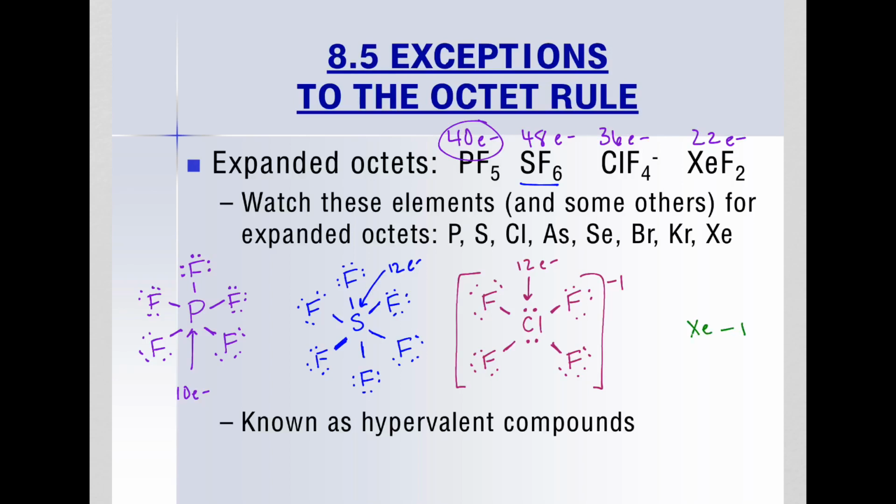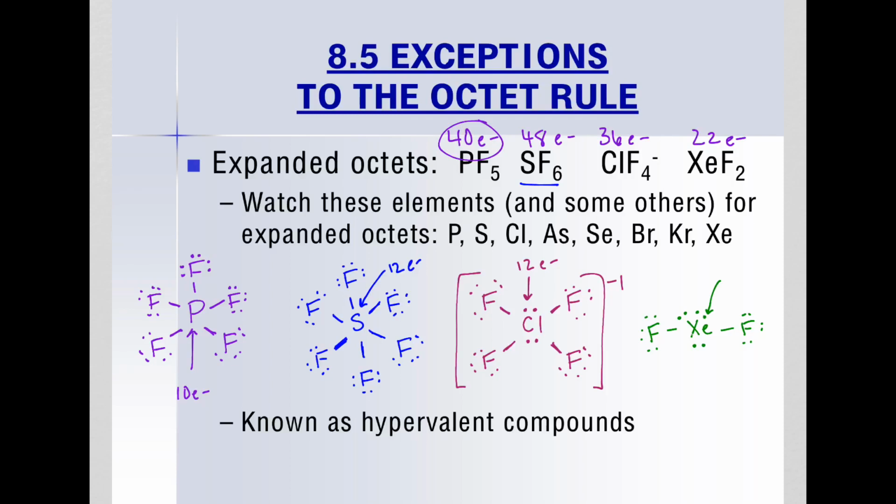Then we fill in our extra electrons, and what we'll see is that we have 6 extra electrons. So all 6 of those extra electrons will go on our central atom, again showing that we have an expanded octet here, because we'll see that our xenon is surrounded by, instead of 8, 10 electrons. Okay, so those are examples of our hypervalent or expanded octets.